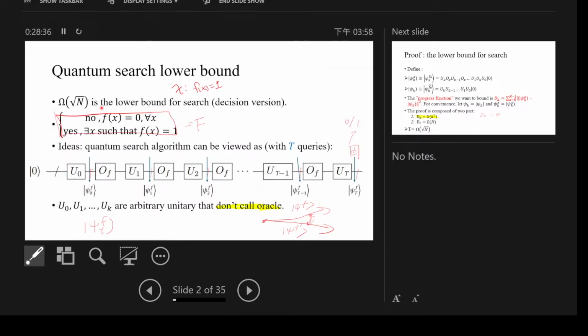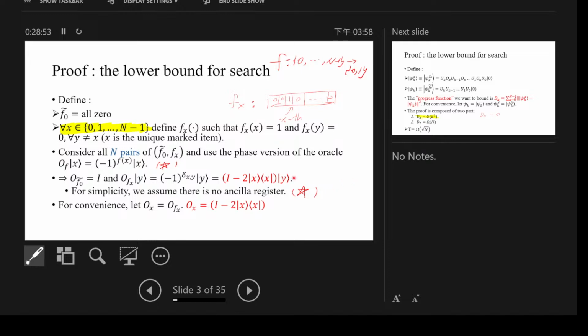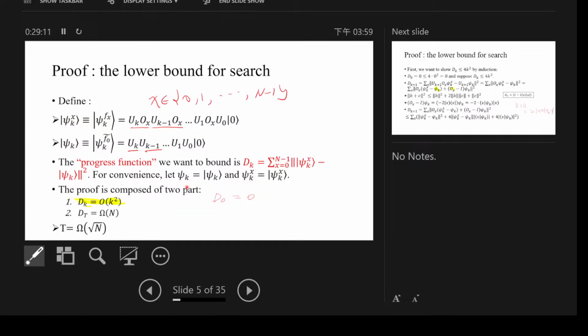But in general, in an algorithm you can have more qubits here, and those unitaries will also act on the ancilla. So in general you can have ancilla here, and your oracle only acts on part of the space. For simplicity, we assume there is no ancilla. You can check in homework that even though we only do this with no ancilla, it's very easy to generalize to the case with ancilla. But now, let's go back to our derivation.